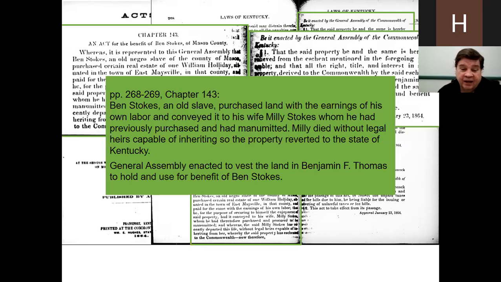Unfortunately, before they had any legal heirs, she died. Does that mean they didn't have any children? No.